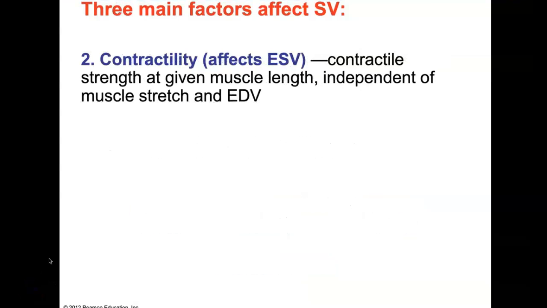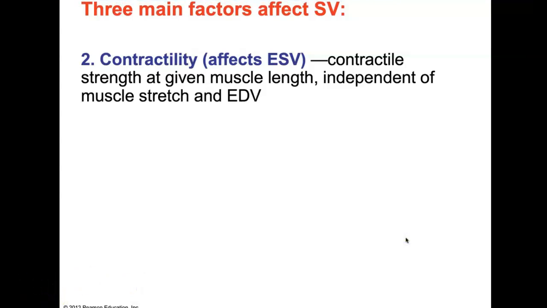So the next factor which is affecting stroke volume is going to be contractility. End diastolic volume is the major intrinsic factor influencing stroke volume, but extrinsic factors that increase heart muscle contractility can also enhance stroke volume. Contractility, by definition, is the contractile strength achieved at a given muscle length.